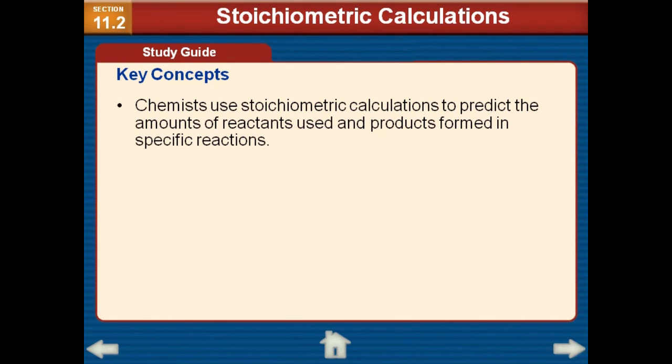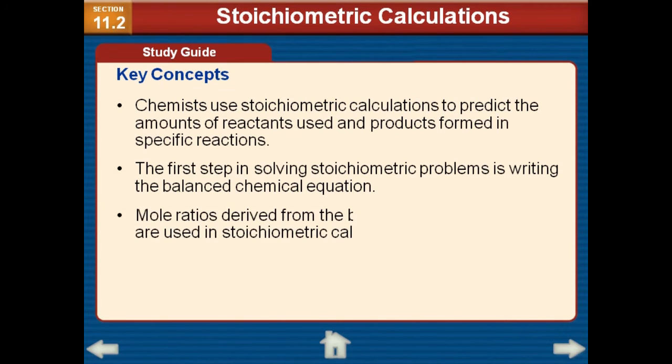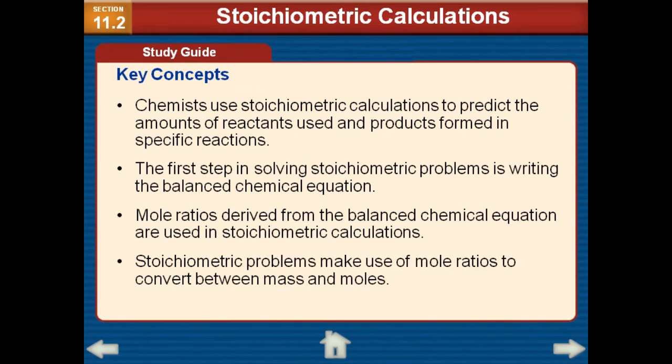Chemists use stoichiometric calculations to predict the amounts of reactants used and products formed in specific reactions. The first step in solving stoichiometric problems is writing the balanced chemical equation. Mole ratios derived from the balanced chemical equation are used in stoichiometric calculations. Stoichiometric problems make use of mole ratios to convert between mass and moles.